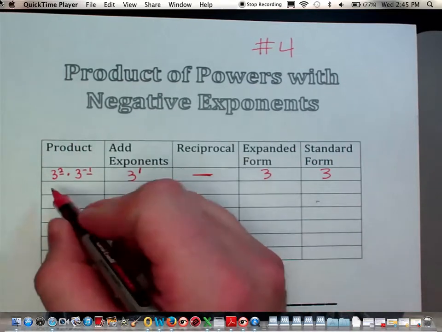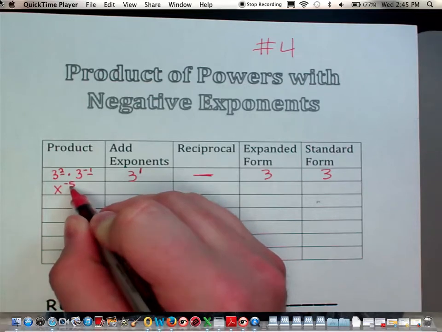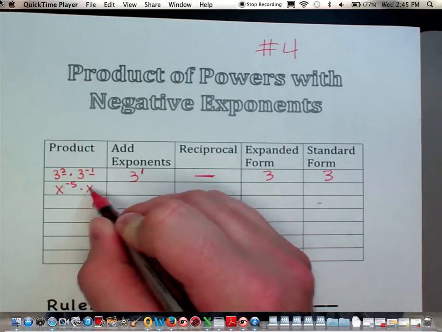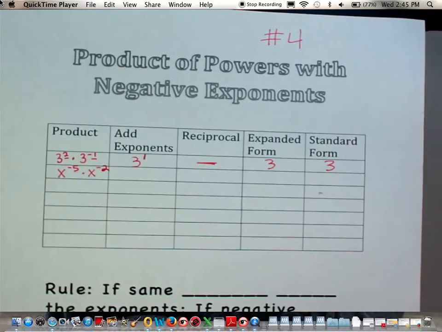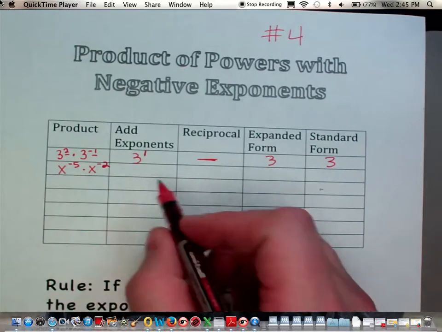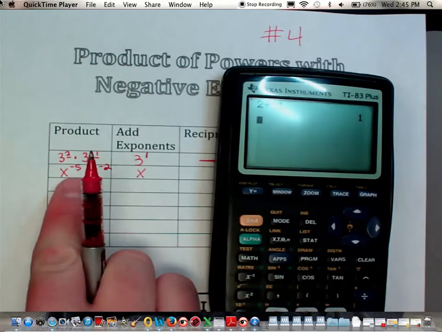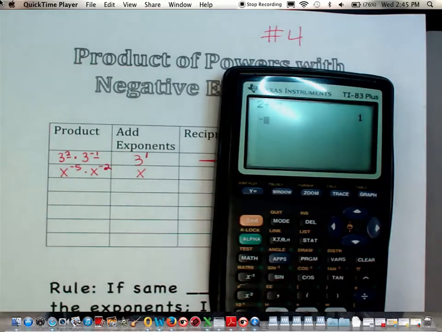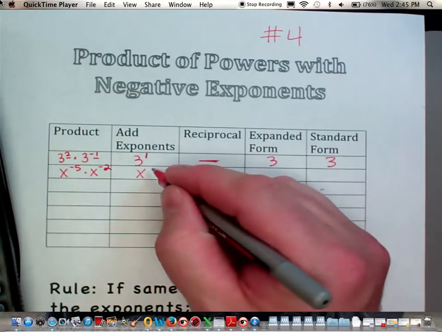Okay? If I do another one, let's say here, let's do x to the negative 5 times x to the negative 2nd power. Okay? So I've got x to the negative 5 power times x to the negative 2 power. Well, I see I still have the same bases, which is x. I'm going to just add my exponents together. So my exponents are negative 5 and negative 2, so I'm going to add those together. So I've got negative 5 plus negative 2. When I add those together, I get negative 7. So I have x to the negative 7 power.